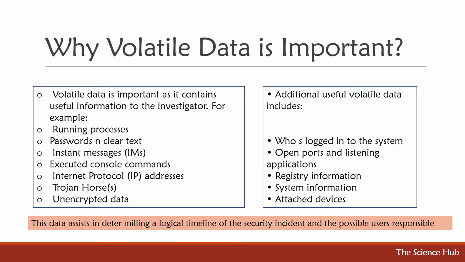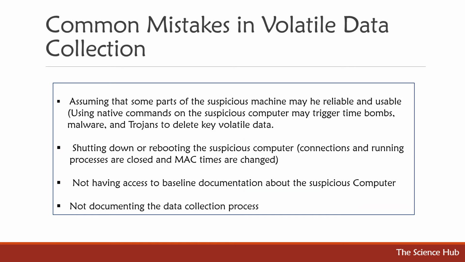Why is volatile data important? Volatile data is important as it contains useful information for the investigator. For example, running processes, passwords in clear text, instant messages, executed console commands, internet protocol addresses, Trojan horses, and unencrypted data. Additional useful volatile data includes who is logged into the system, open ports and listening applications, registry information, system information, and attached devices.